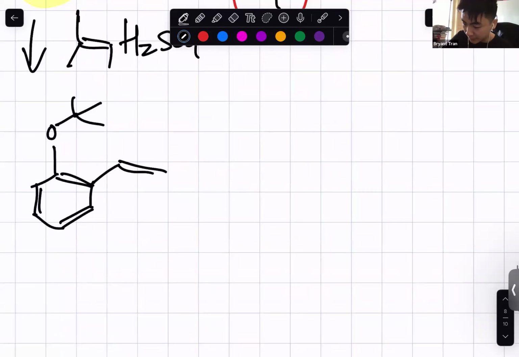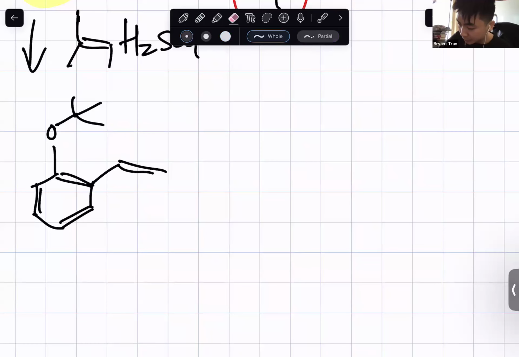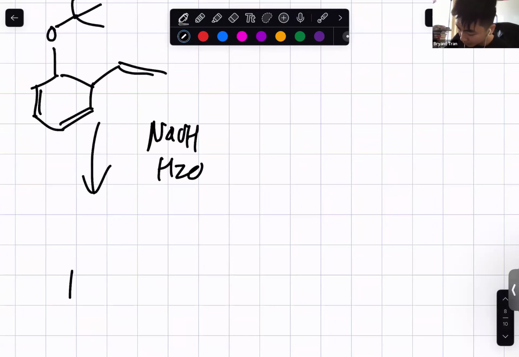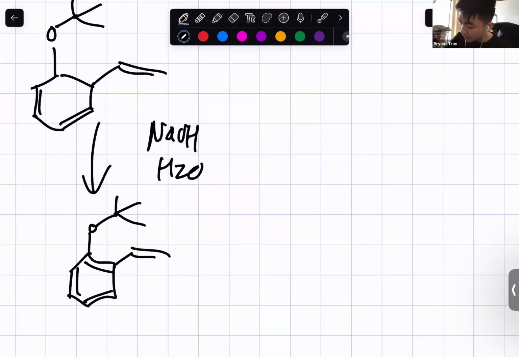Now from here, we do not have this alkene yet. Now we can do the E2 reaction with NaOH and water, which would form that benzene without worrying about the alcohol proton, like that. Okay.